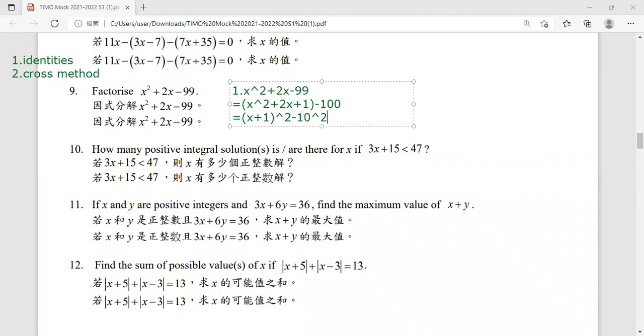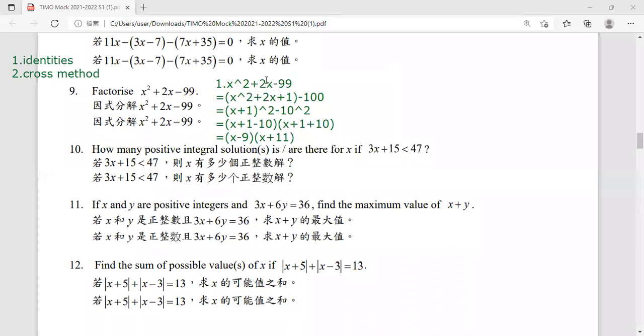The square of 10. If something squared minus another thing squared, it's the difference of squares identity, and you can put x plus 1 minus 10 and x plus 1 plus 10. So which is equal to x minus 9 times x plus 11. Yeah. Of course, I do it very slowly, but if you are fast enough, you can do it verbally, okay?